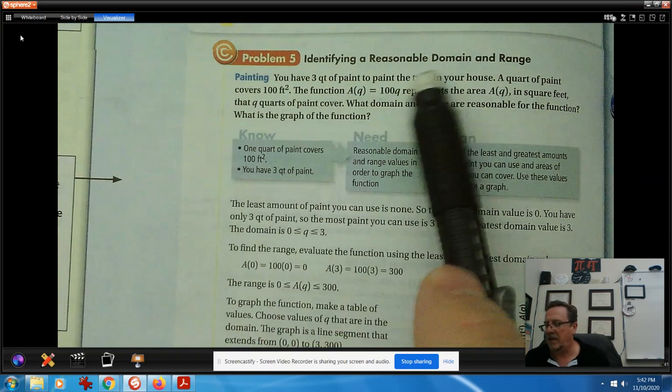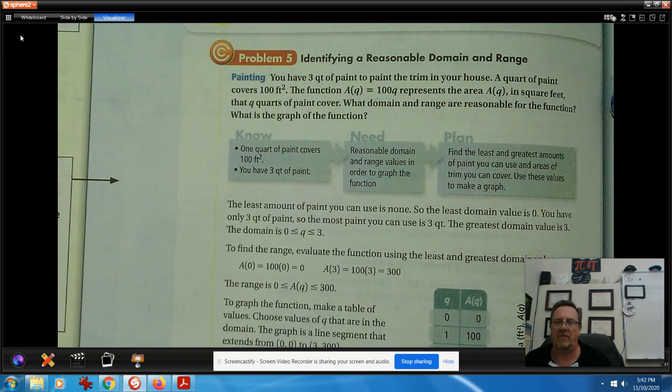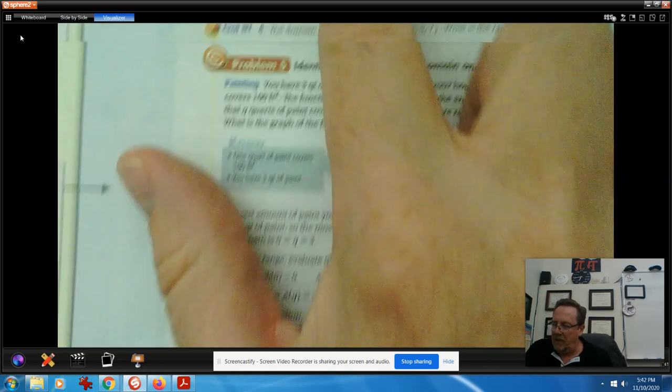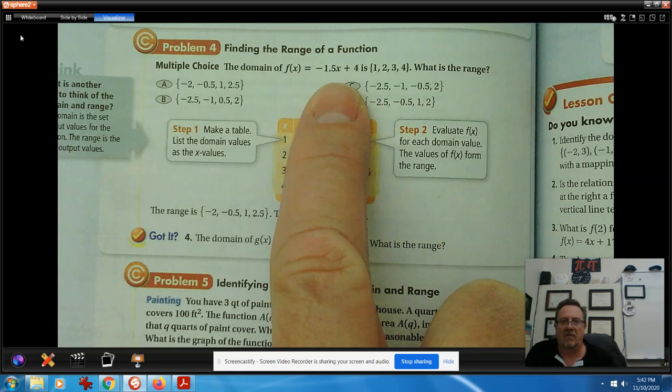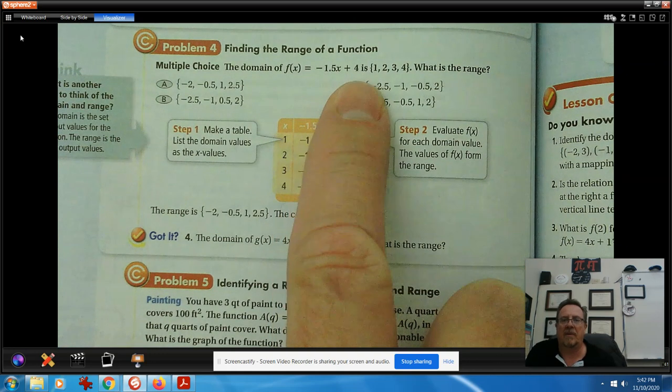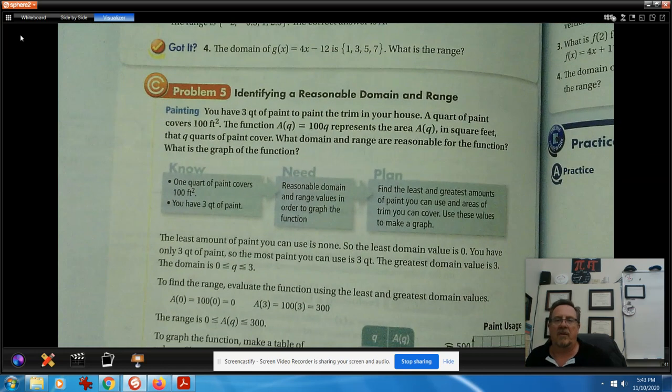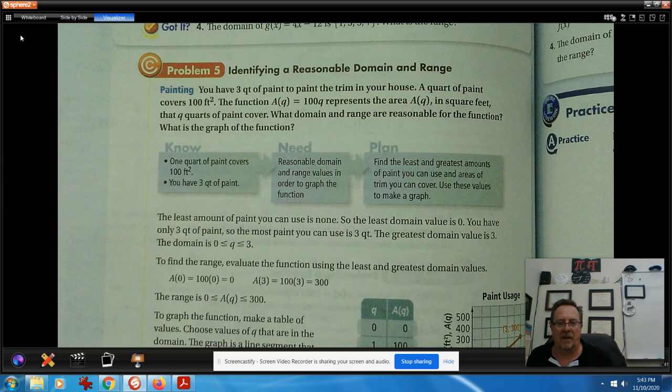It says, let's identify a reasonable domain and range. And what that means is the difference between the abstract algebra piece and the real world application of the algebra. So we might have a function like up here. They had a function that was negative 1.5x plus 4, right? And we can plug any number we want in there. But in the real world, maybe it doesn't make sense to plug in certain values.